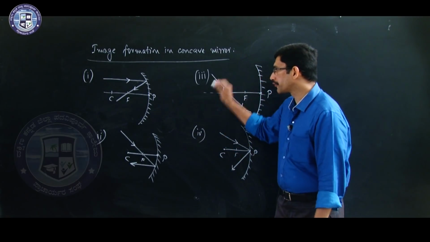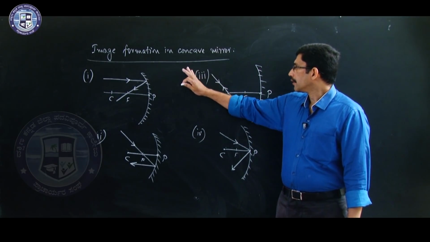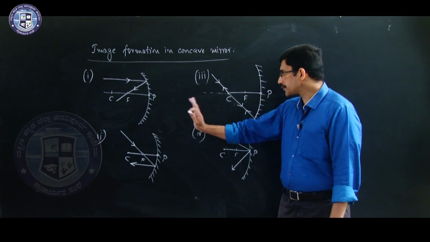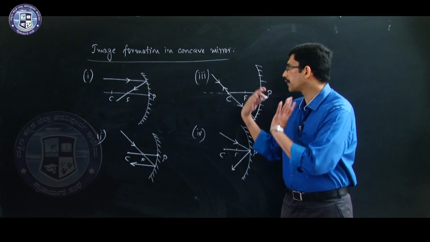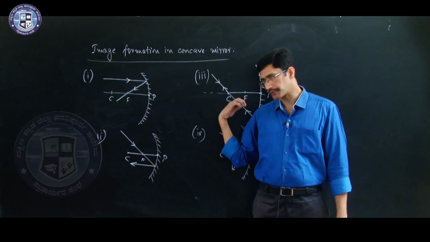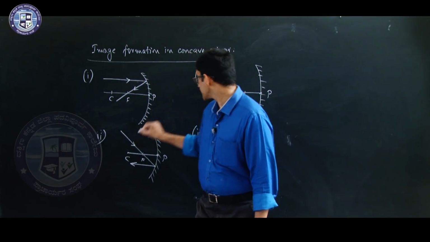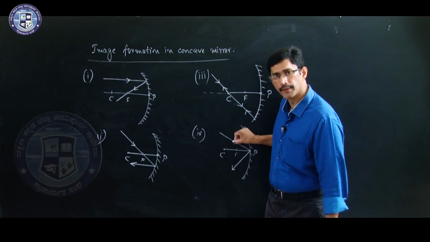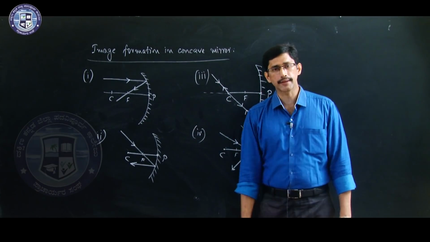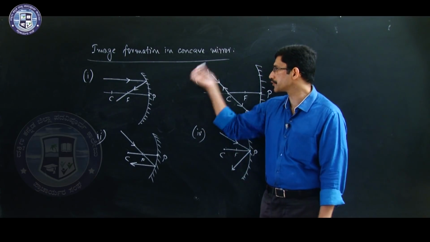So, these are the four rays which are used in general. And out of these 4 rays, you can use any 2 rays for the image formation. So, when we draw the image, we will not show all the 4 rays. We will consider any 2 rays. So, the minimum number of rays that is required for the image formation is 2.